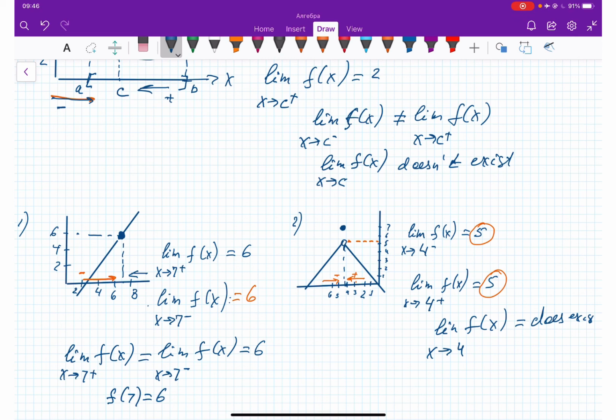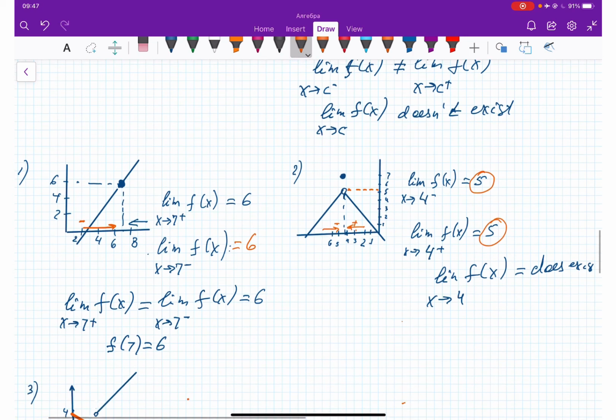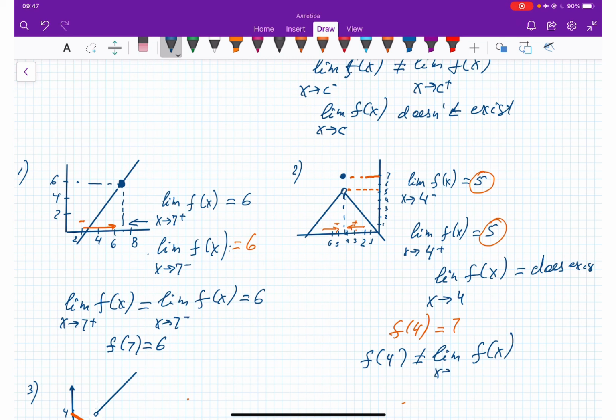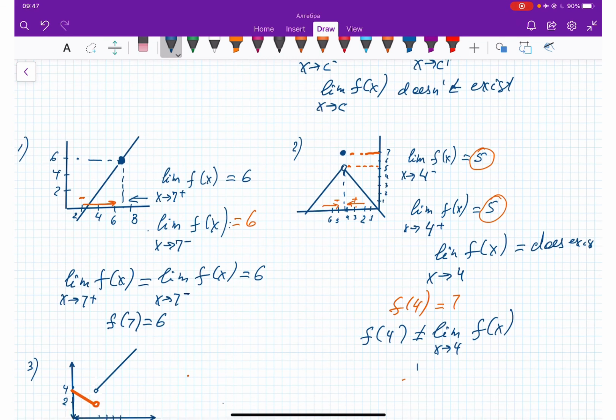But because we have here this point f of 4, let me use this color, f of 4, how much is it equal? It's equal to 7, right? So because f of 4, let me put 4 instead of x, is not equal to the limit of f of x as x approaches 4. Therefore, this function is not continuous.